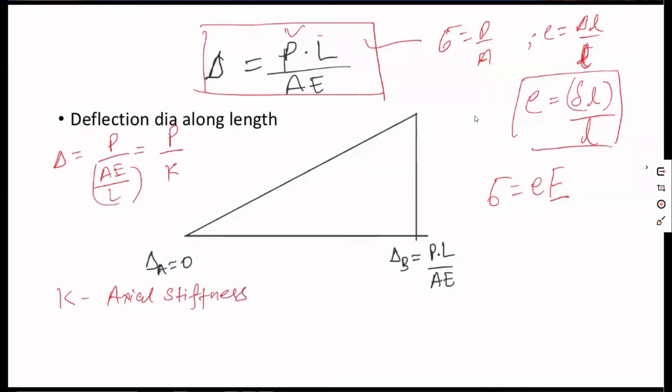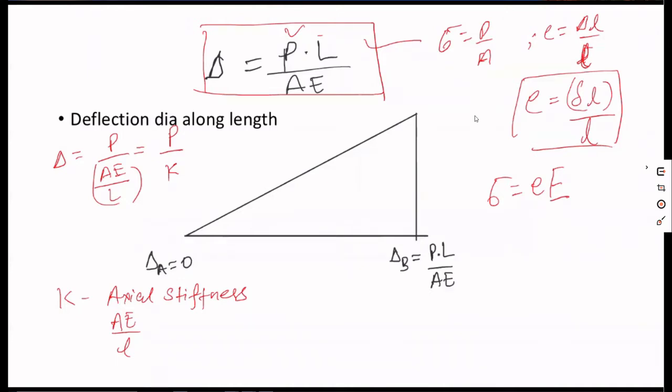Okay, that is AE by L. Now this is a constant term because area is not changing here, modulus of elasticity is not changing here, length is not changing here. So we are supposing axial stiffness to be constant. So we can say that my delta is varying.